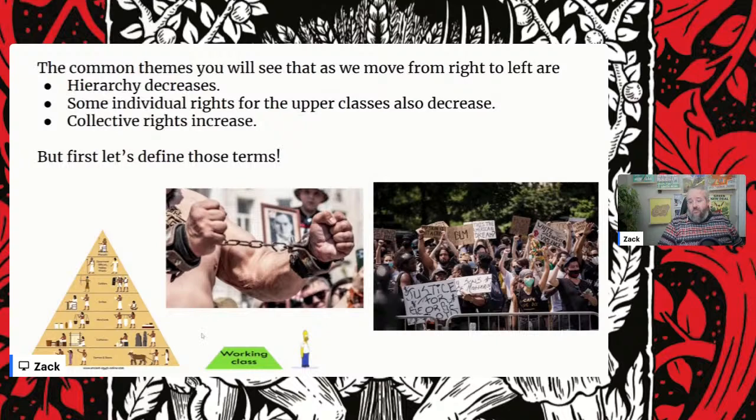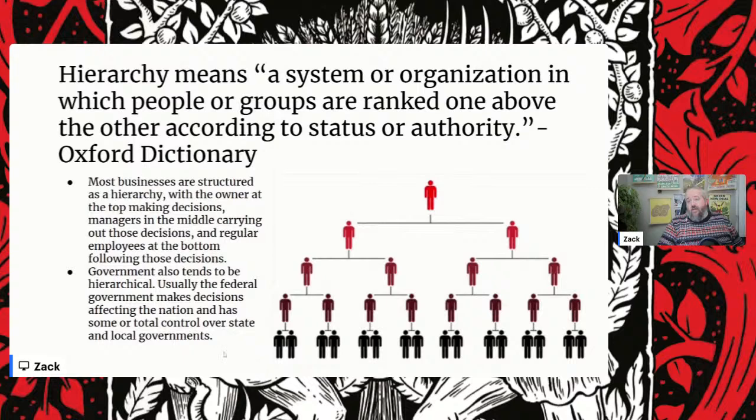But let's define some more terms. Hierarchy means a system or organization in which people or groups are ranked one above the other according to their status or authority. That's from the Oxford Dictionary. I think that's a fine definition of it. Most businesses are structured as a very strict hierarchy: the owner at the top making decisions, managers in the middle carrying out those decisions, and regular employees at the bottom following those decisions. Governments also tend to be hierarchical. Usually the federal government of a particular nation makes decisions that affect the entire nation overall and has some or total control over the local state or province and local governments.